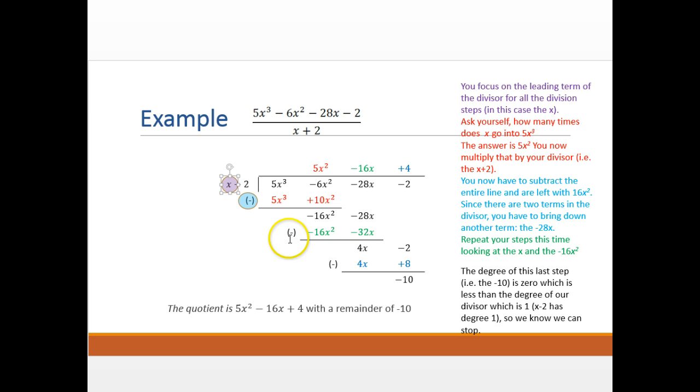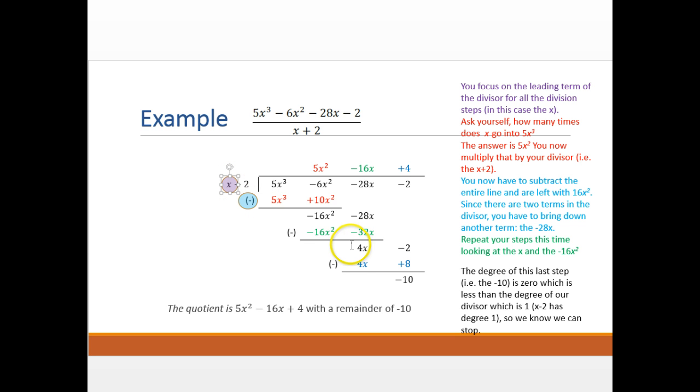Negative 16x squared minus negative 16x squared should be 0 if we did this right. Negative 28x minus negative 32x is 4x. I need another term to bring down now as well because I have to have two terms. So 4x minus 2, and we do the whole thing again.